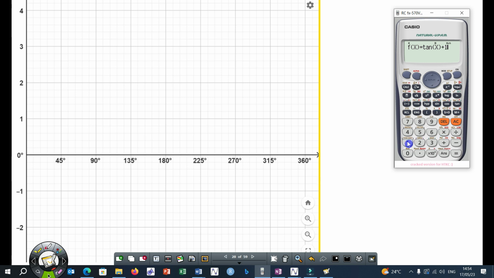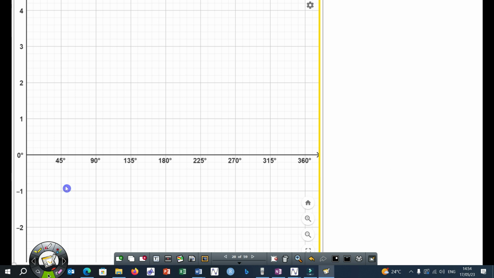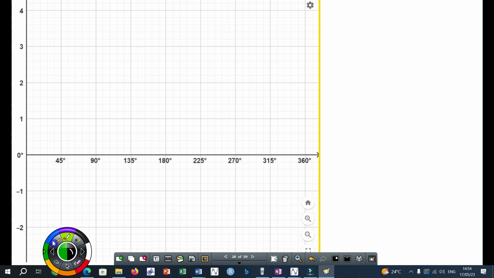Tan x plus 1. You start at 0, then you end at 360. Your step is 45, so you get those values. Okay? So when x is 0, y is 1. I'm going to show you how to state it, so you also do it. When x is 0, y is 1, which is there.